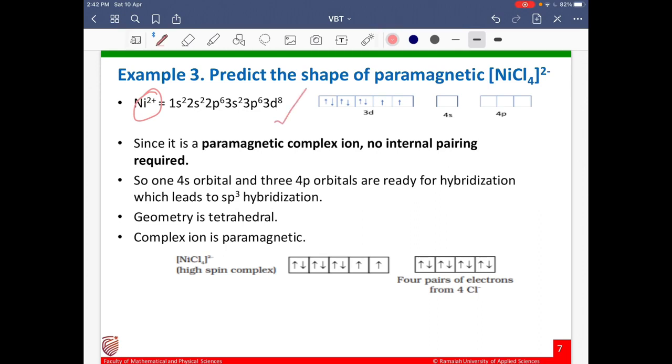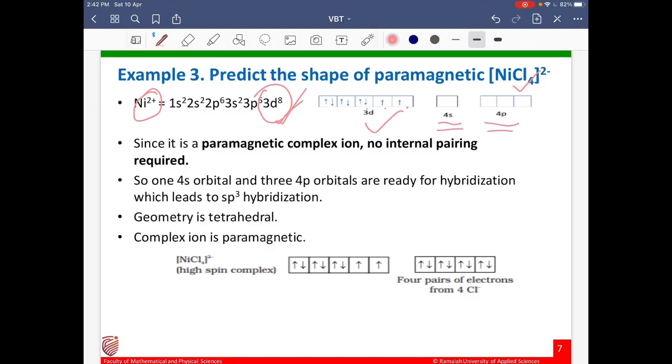And we know that this complex ion is paramagnetic in nature. One more piece of information we have. So if I arrange these d electrons in 3d orbitals, we will get 2, 2, 4, plus 2, 6, plus 1, 7, 1, a total of 8 electrons are present. Then vacant 4s orbital, vacant 4p orbital.